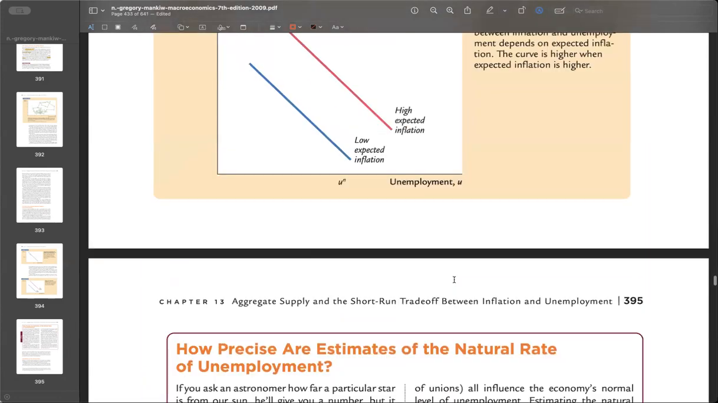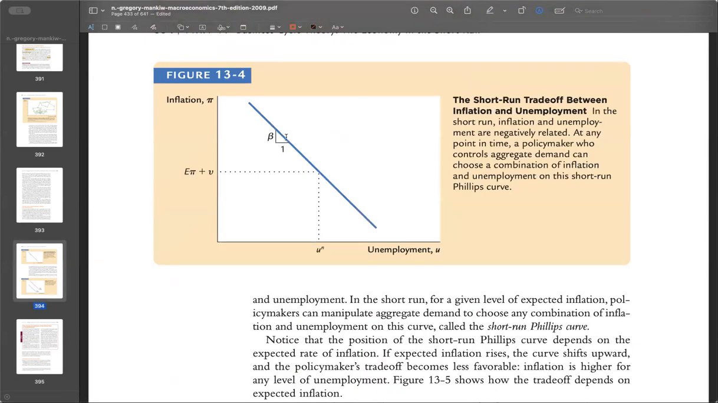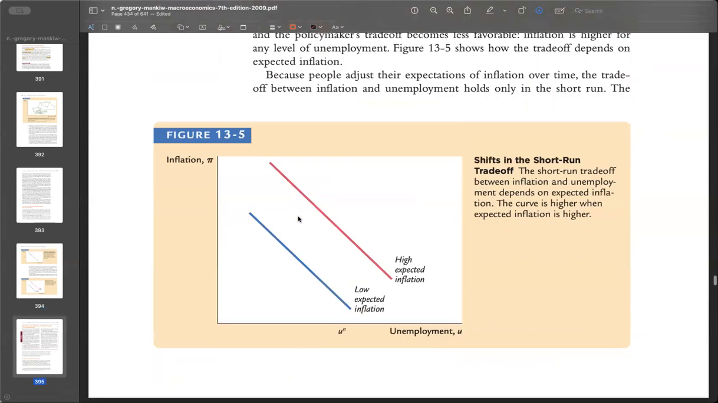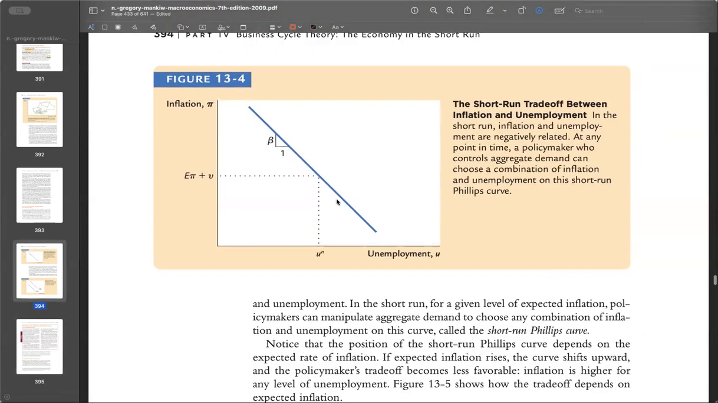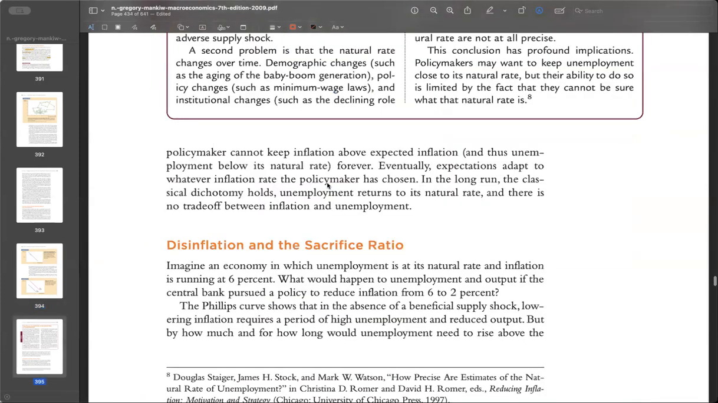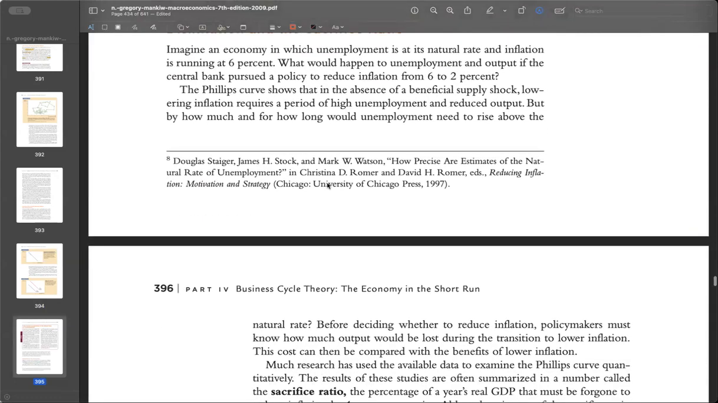So you can see here that it's asking the question, if this is 6%, and we're moving down along this line and moving from 6% to say 2%. What is the change in unemployment that will result from that, right? How much unemployment are you going to generate if you want inflation to go down from 6% to a lower amount, 2%? And remember, if unemployment goes up, then output will go down.